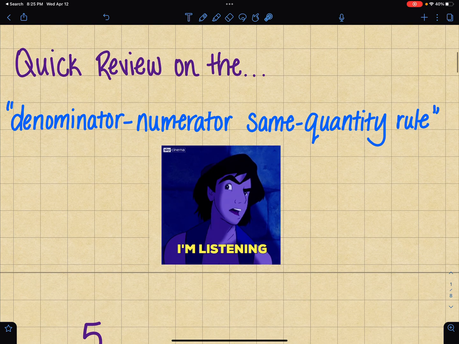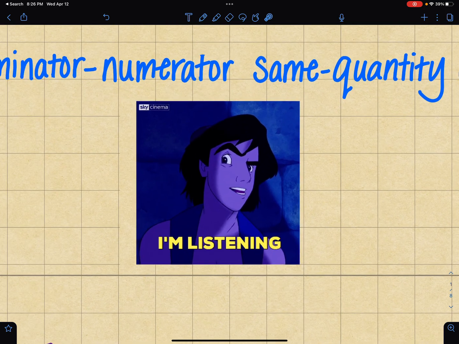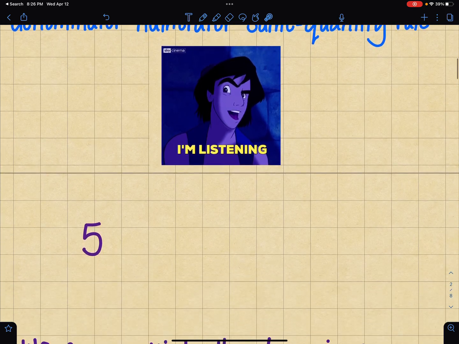So the denominator, numerator, same quantity rule, if you remember what that is, it means that if you have a fraction, you can multiply the denominator, the bottom part, and the numerator, the top part, by the same number, and you're not changing the value of the fraction. All right, I'm listening. Let's see this in action.